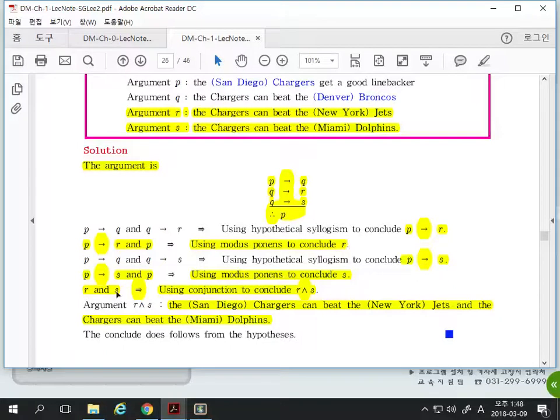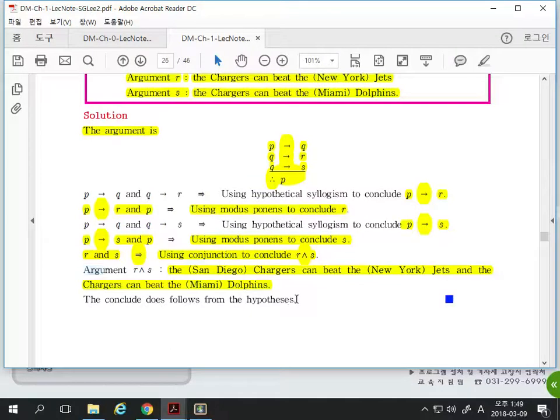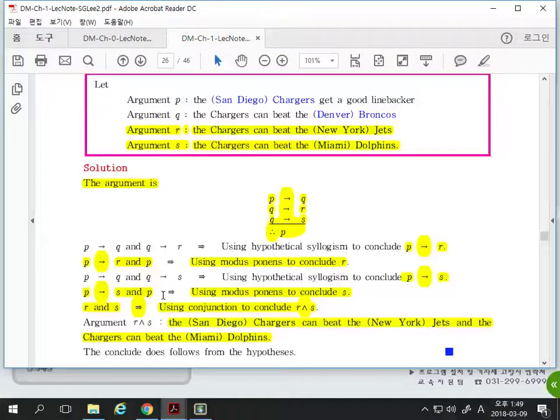Then R and S are both true. So the argument R and S, which means the San Diego Chargers can beat the New York Jets and the Chargers can beat the Miami Dolphins, is still true. So this conclusion follows from the hypotheses.